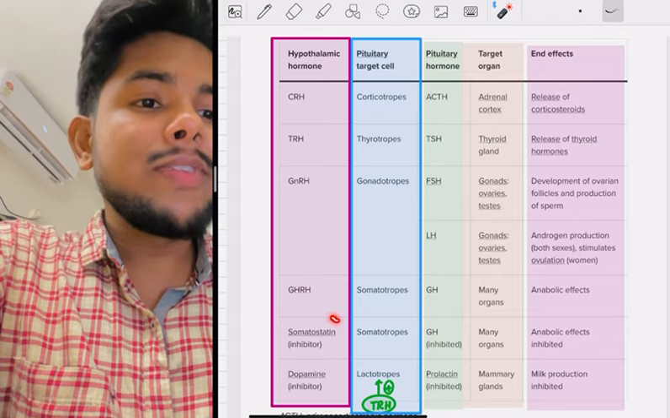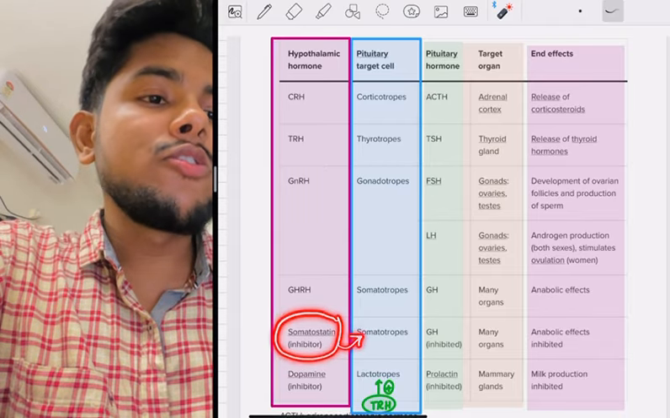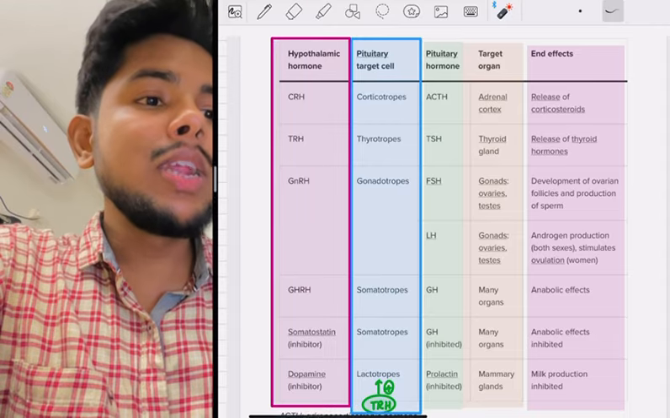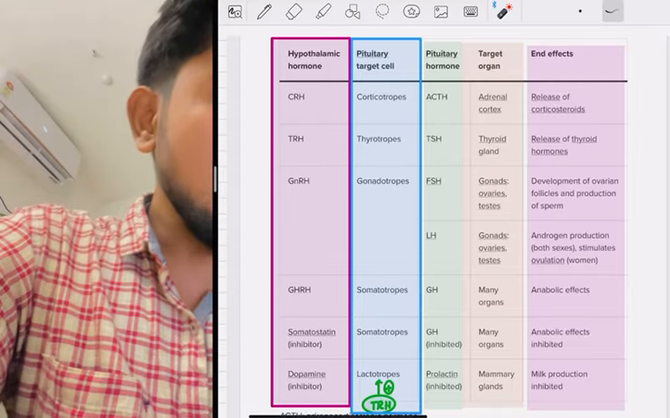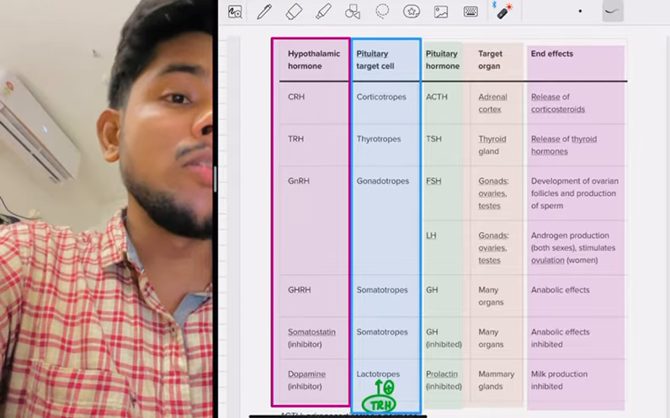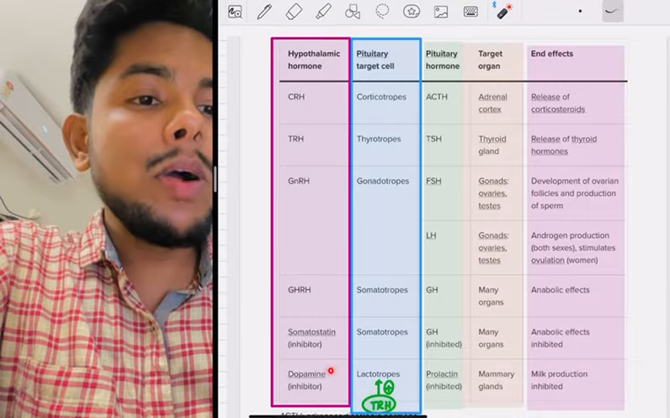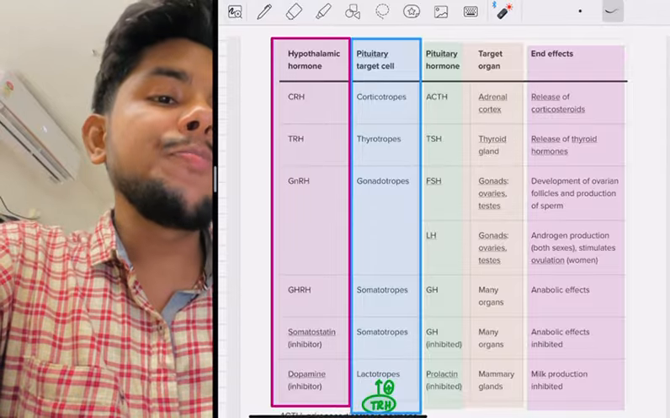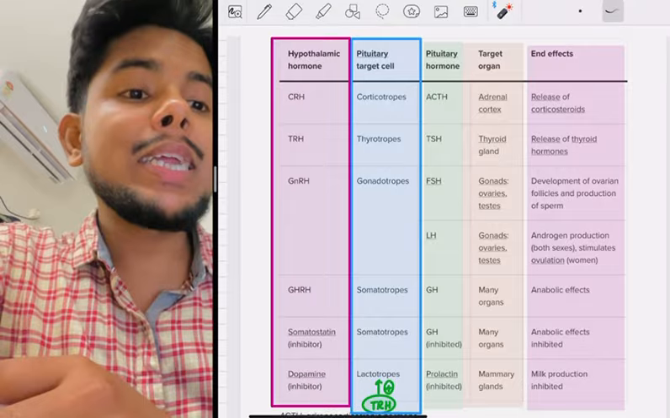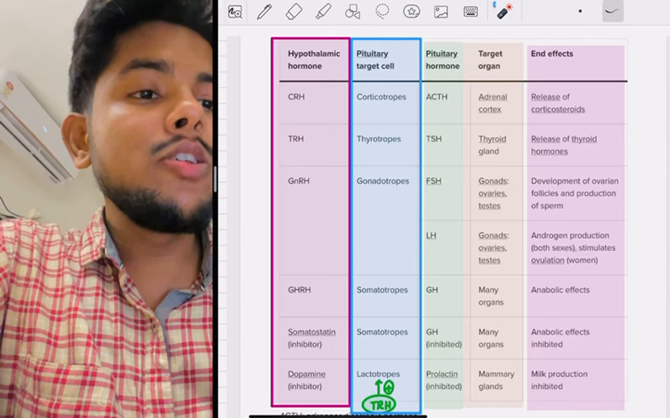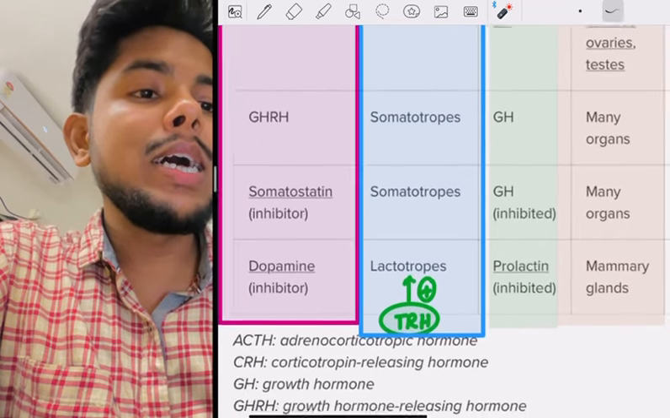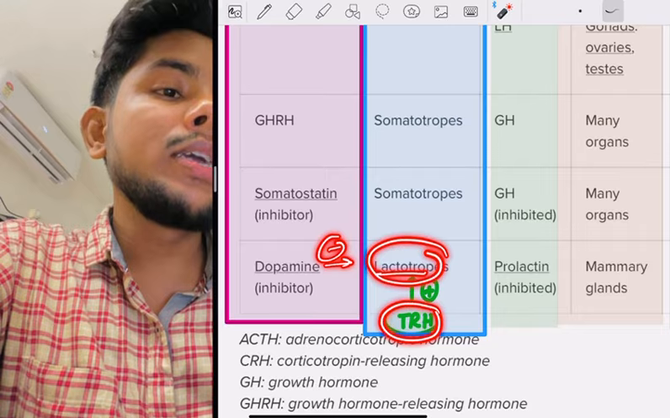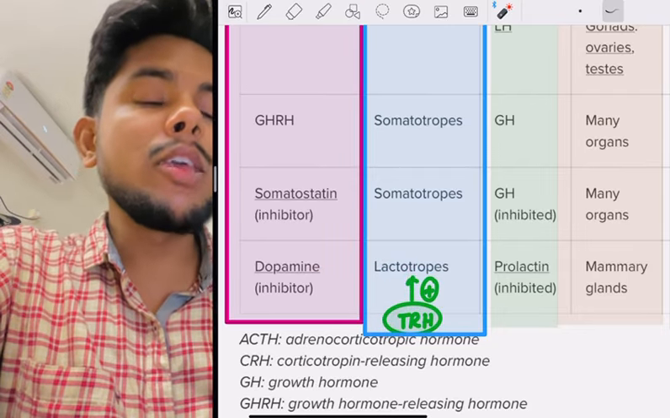Then we have somatostatin, right? It also acts on the somatotroph, and it inhibits the release of growth hormone from the somatotroph. Then you have dopamine, as you all know, right? Dopamine acts on the lactotroph, and it inhibits the release of prolactin. Okay, now I want you to understand this very important point, that the lactotrophs are inhibited by dopamine and they are stimulated by TRH, or thyroid releasing hormone.